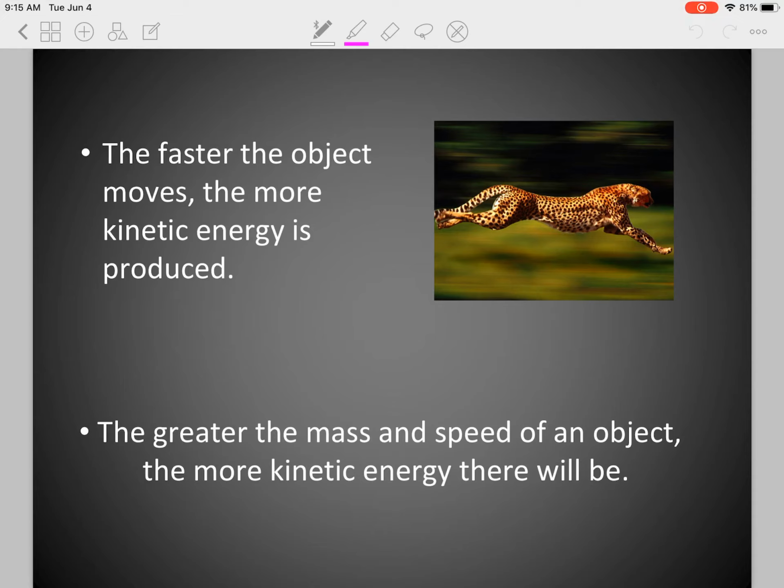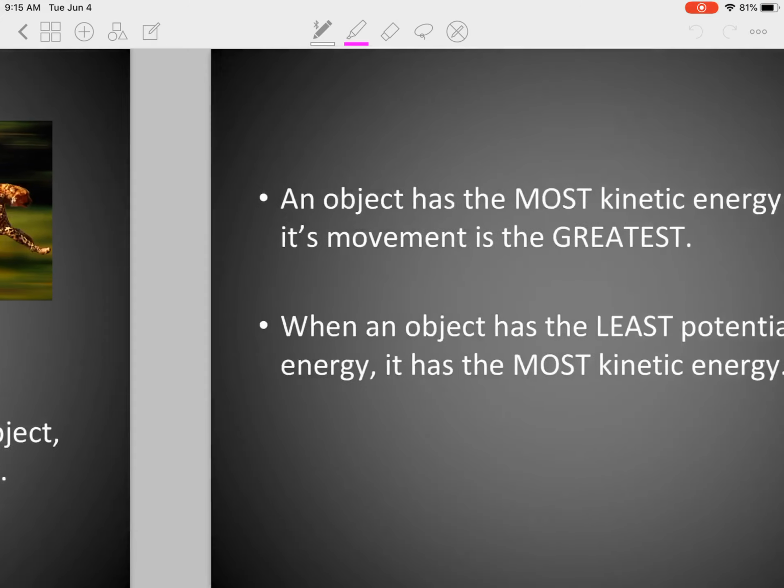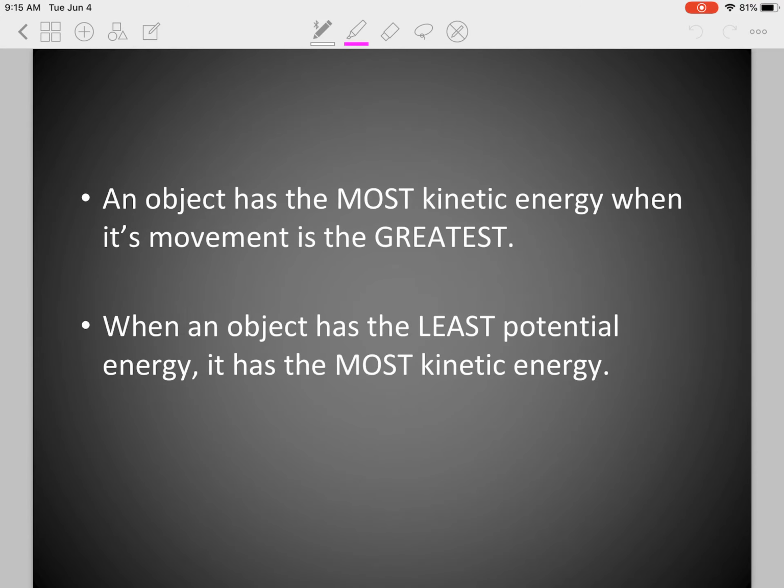And the faster the object moves, the more kinetic energy it's producing. The greater the mass or the speed of the object, the more kinetic energy there will be. An object has the most kinetic energy when its movement is greatest. So when it has the least potential energy, it's going to have the most kinetic energy.